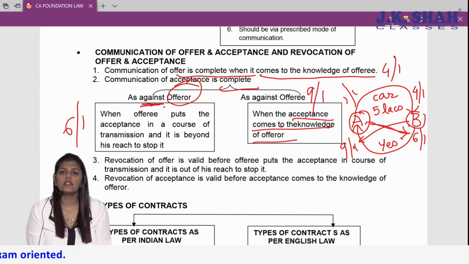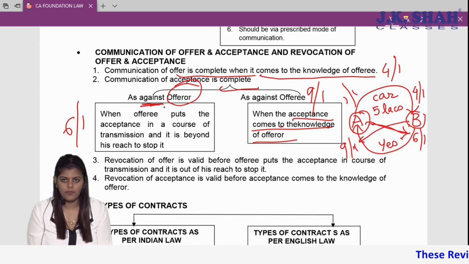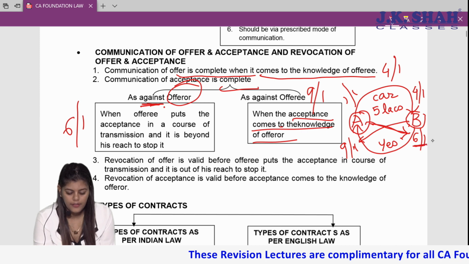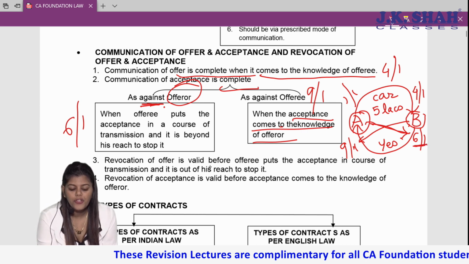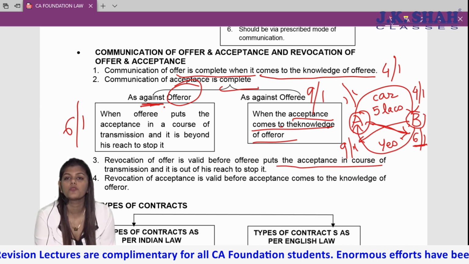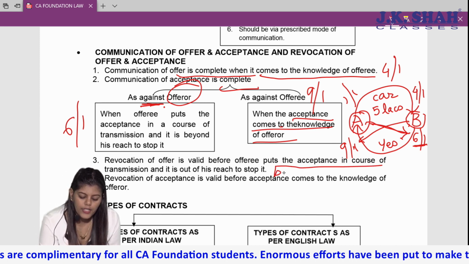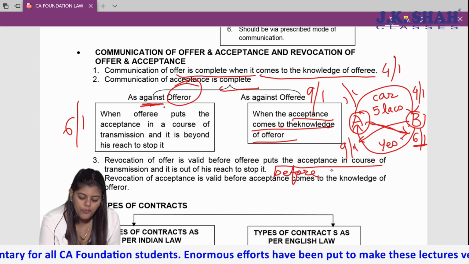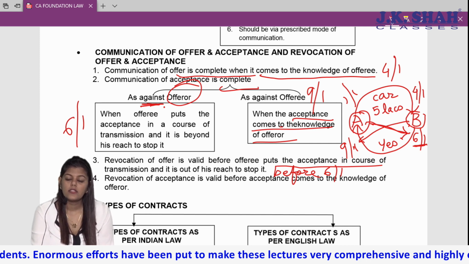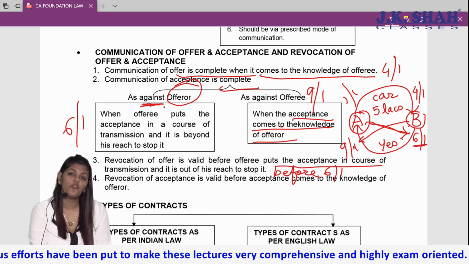So I can take my offer back anytime before you accept it. That is, A can cancel his offer anytime before 6th Jan. So revocation of offer is valid before offeree puts the acceptance in a course of transmission. That is, if I write it, it is going to be before 6th Jan, it is said to be valid. As this was your revocation of offer.